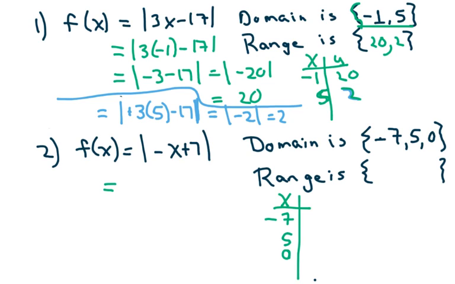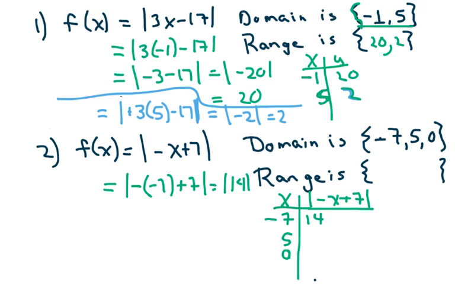Now let's go back to the number 2. Our domain is negative 7, 5, and 0. That's the members of the domain set. So we have to plug all these in. When I plug in negative 7 here, I get the absolute value of 14, which equals 14. This is the absolute value of negative x plus 7. This is my f of x. And so that's going to equal 14.